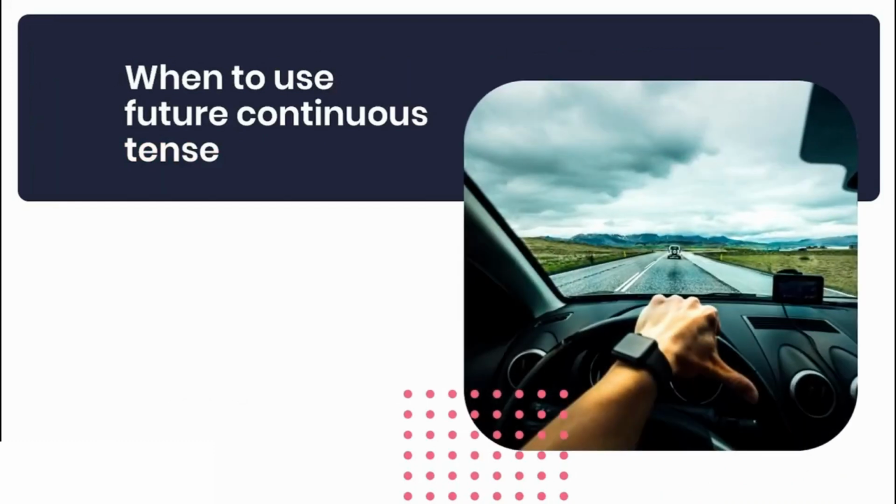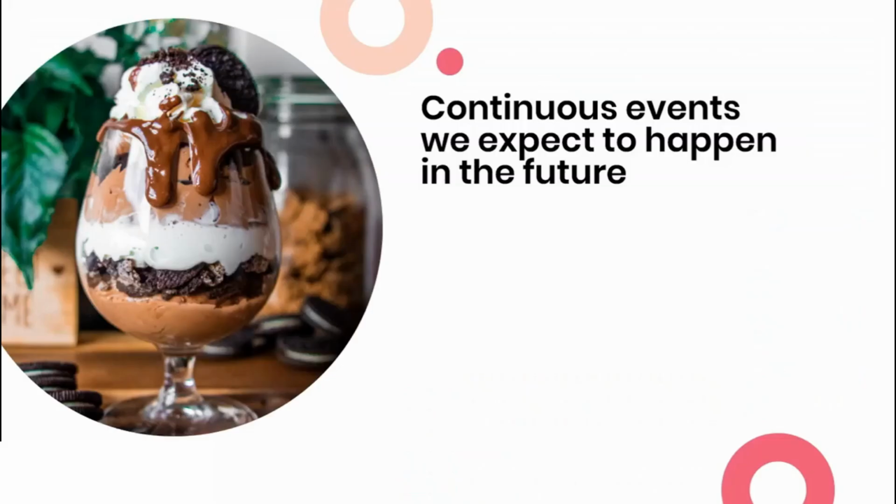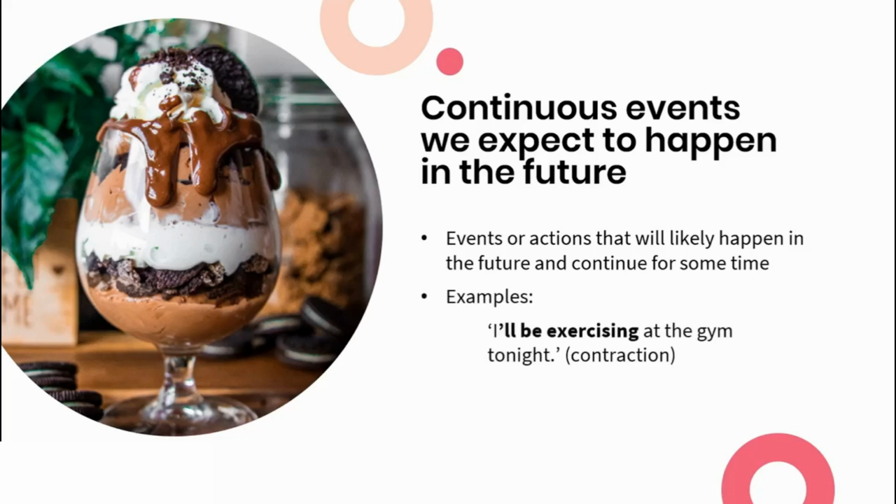We can use the future continuous tense to talk about continuous events we expect to happen in the future. Let's expand on this. You can use the future continuous tense to talk about events or actions that will likely happen in the future and continue for some time. For example, I'll be exercising at the gym tonight. She will be eating dessert tonight.